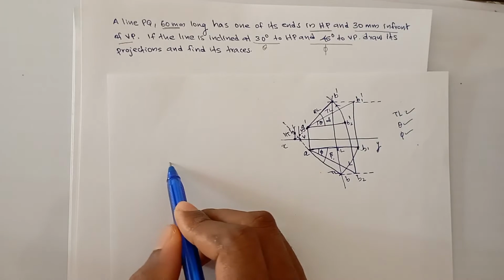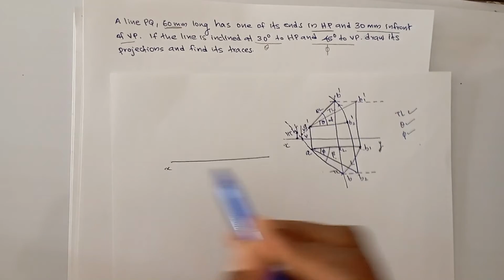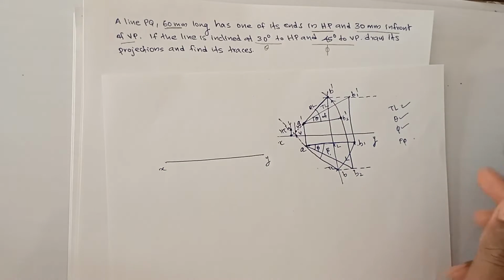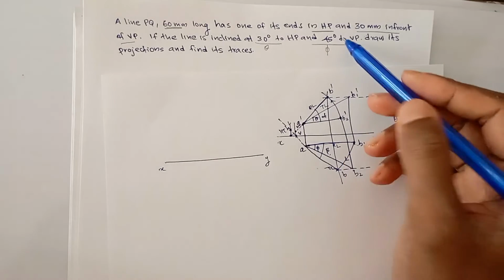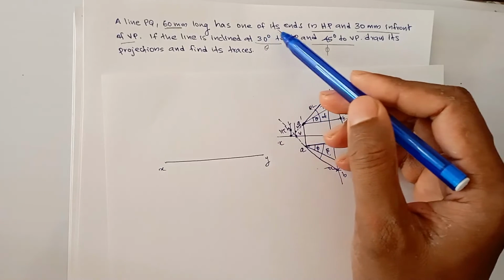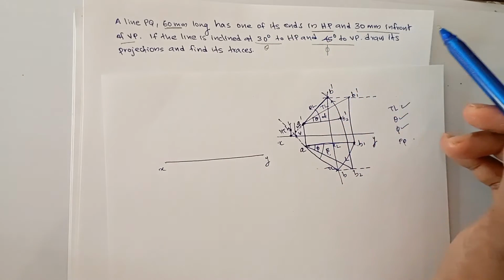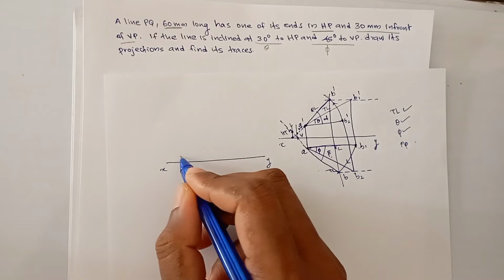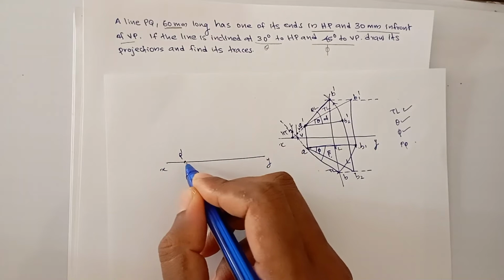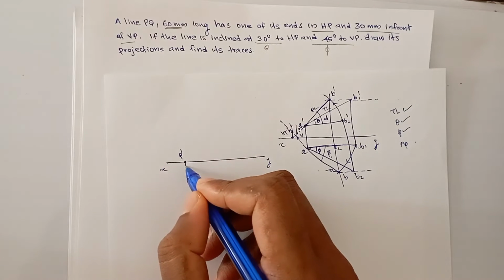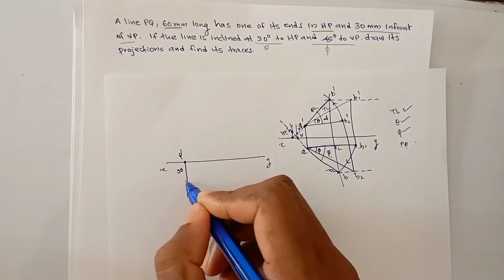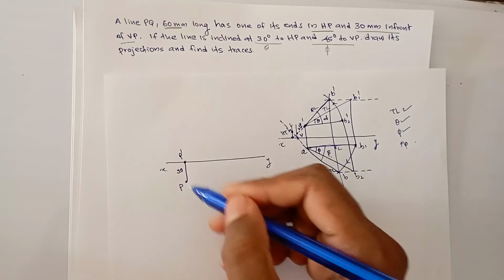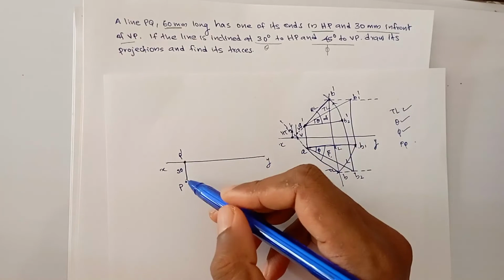How to start this answer: first you have to draw the XY line. The name of the line is PQ. Can you spot P? One of its ends is in HP and 30 mm in front of VP. So suppose this is P, P dash, in HP. That means it is on the XY line, and 30 mm in front of this is the top view. So this is P, the top view and front view of P. It's given, so we got the first point.